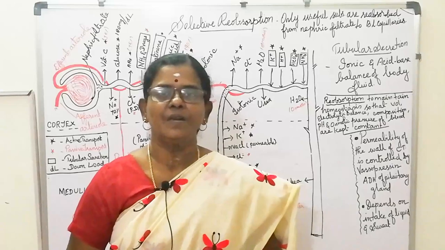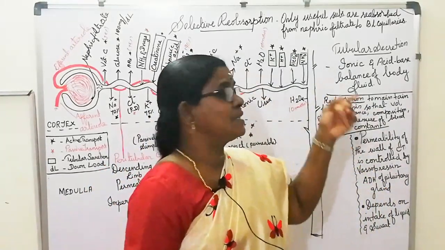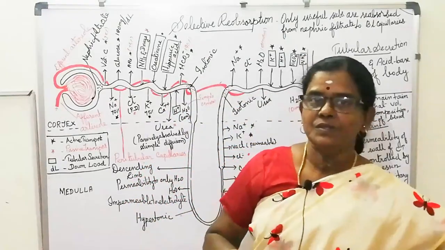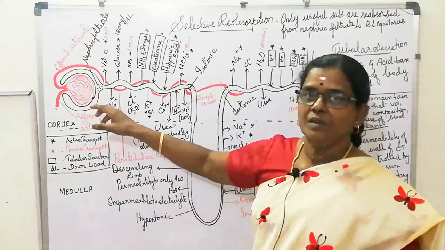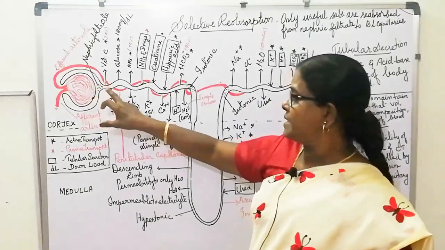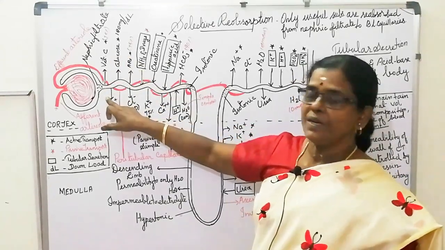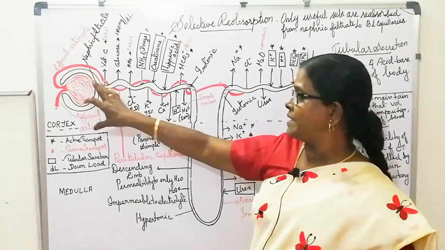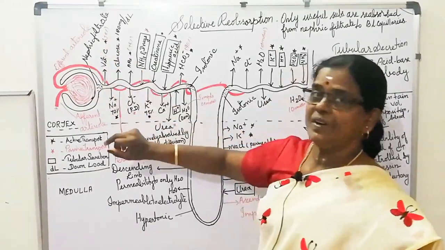In this class, we are going to learn selective reabsorption and tubular secretion of the nephron. Already we learned glomerular filtration, or ultrafiltration. The ultrafiltrate is collected here. It is known as nephric filtrate. After glomerular filtration, the filtrate that is collected here is known as nephric filtrate.